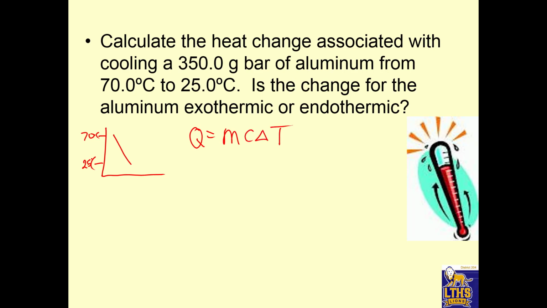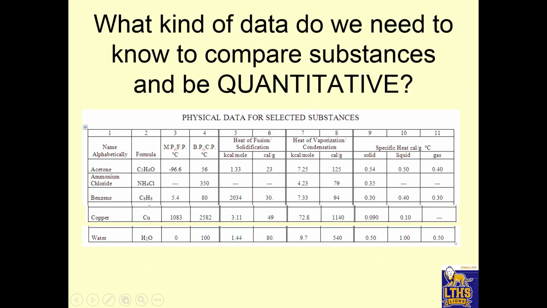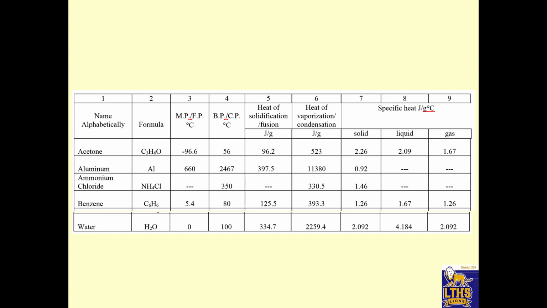Okay, so Q is the heat. Calculate the heat, so Q is what I'm looking for. M is the mass. M is 350 grams. C is the specific heat of aluminum. Now, I don't see it in the problem, but lucky I got me a data table. Look at that. On this data table is aluminum, and the specific heat as a solid is 0.92 joules per gram degree Celsius.